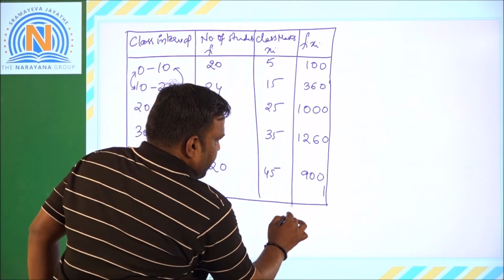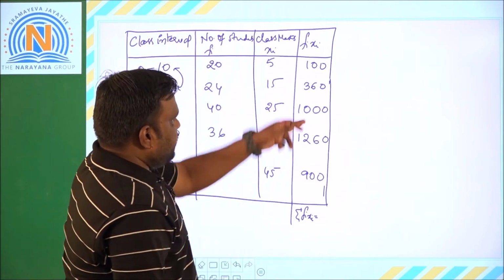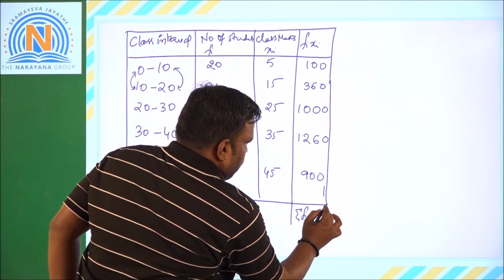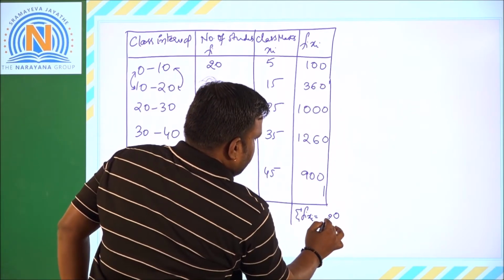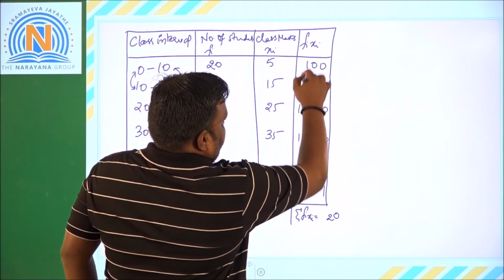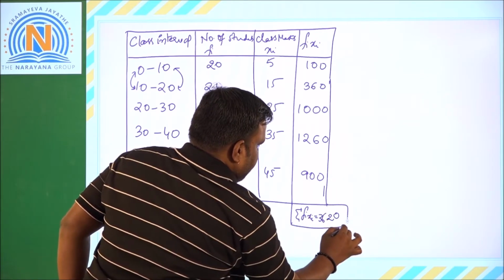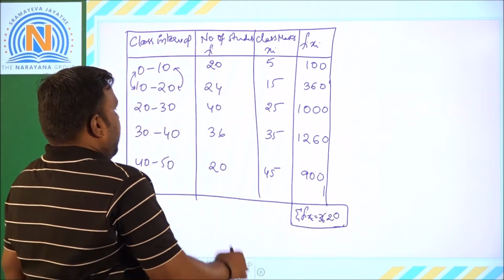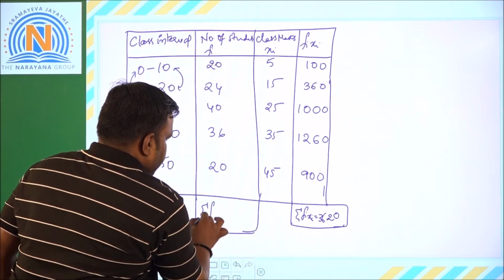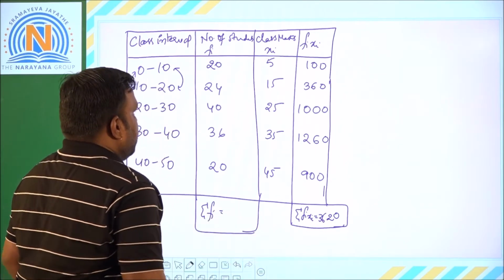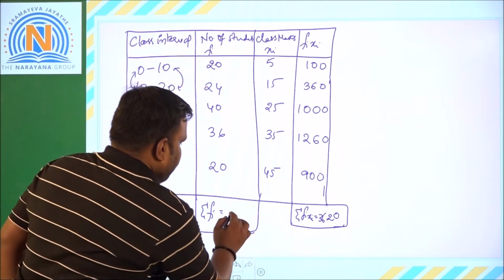So now here we will have the summation of Fixi, the total of this column. Adding up, 3620 is sigma Fixi. And when you look at the sum of the frequencies, that is sigma Fi, or denoted by n, both are the same. That will be 60, and again 60, 120 plus 20, that is 140.